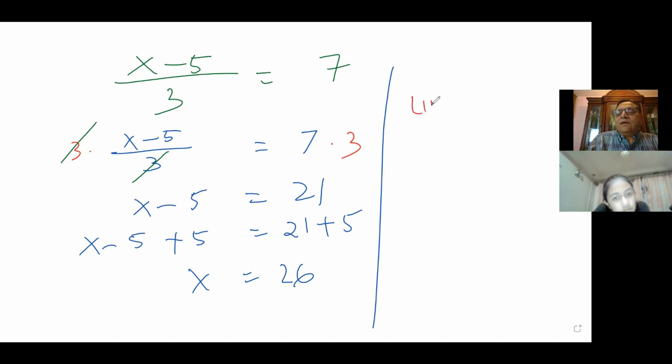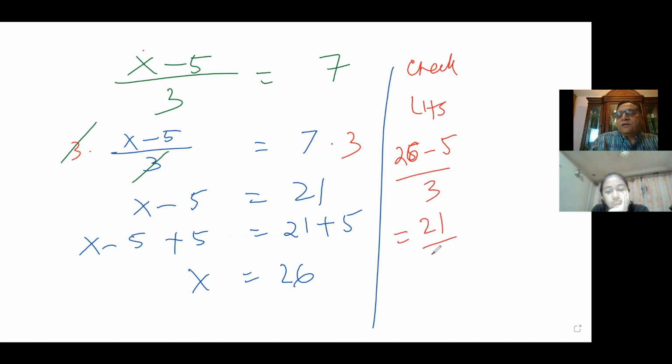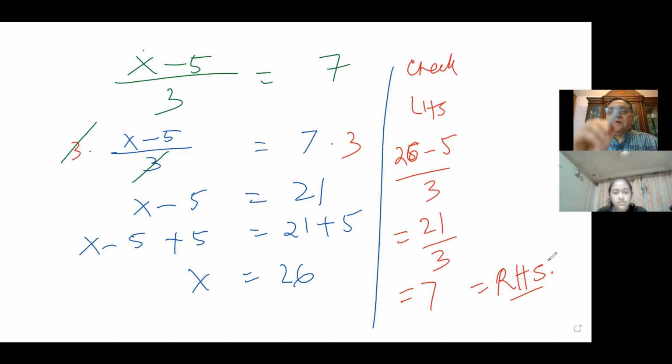Left-hand side, I'm going to check. So check means I'm putting 26 for x. So (26 minus 5) over 3. 26 minus 5 is 21. 21 over 3 is indeed 7, which is the right-hand side. Is that clear to you? That is how we solve the equations, right? Some more examples coming your way.